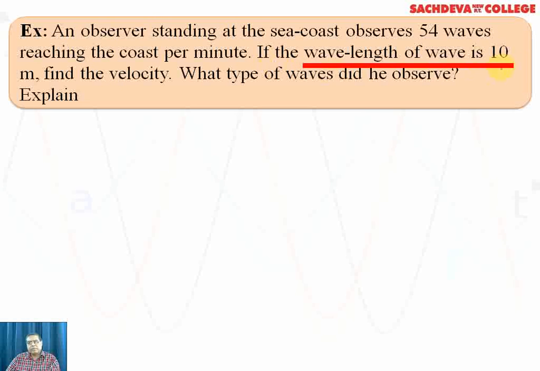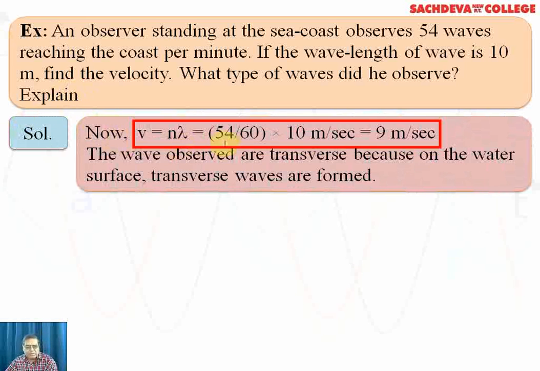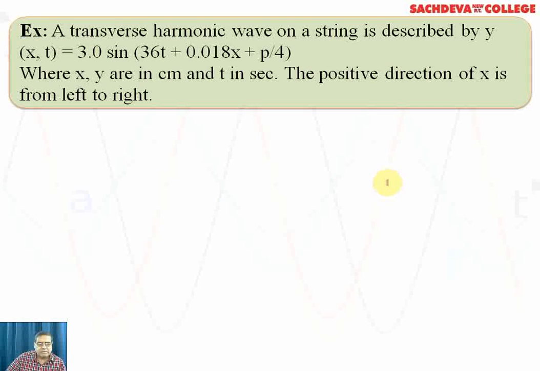If the wavelength of the wave is 10 meters, find the velocity and what type of waves he observed, and explain. He is observing the wave on the surface of water, so obviously there will be transverse vibrations. Now the formula is v = nλ. We calculate 54 by 60 multiplied by 10, and that comes to 9 meters per second. The waves observed are transverse because on the water surface, transverse waves are formed. This I have just now explained.